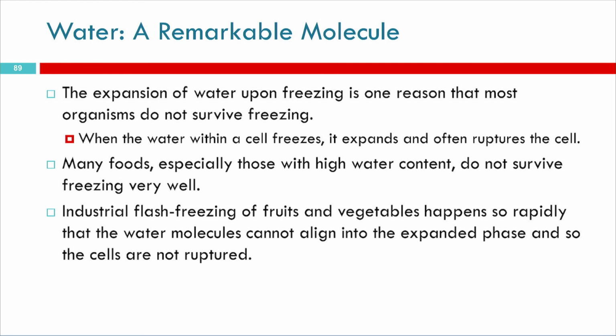And this is also why many foods, especially those with high water content, don't survive freezing well, because it destroys the internal structure. Flash freezing of fruits and vegetables happens so rapidly that it actually prevents the water molecules from aligning into their expanded phase, and so the cells aren't ruptured. You might have also had liquid nitrogen ice cream.